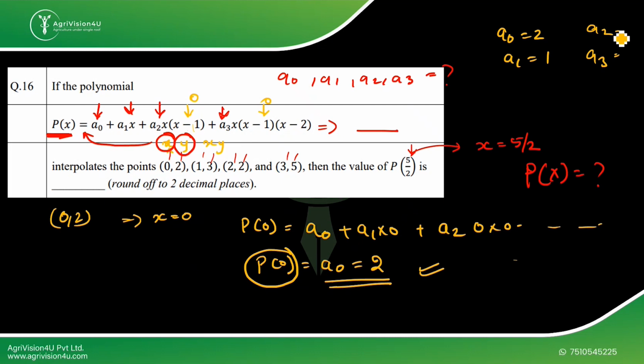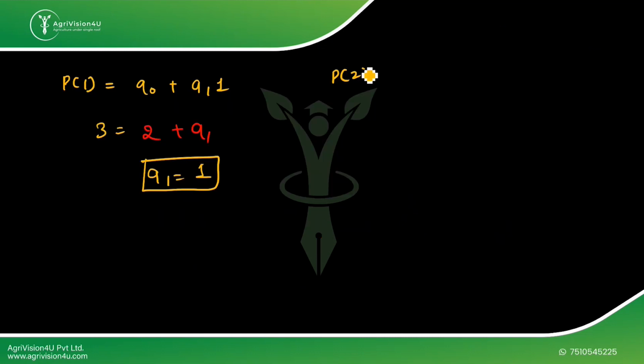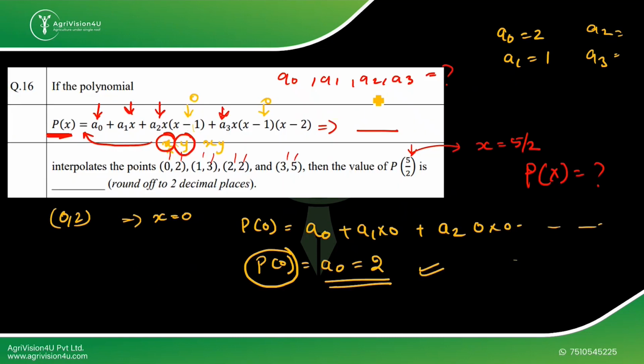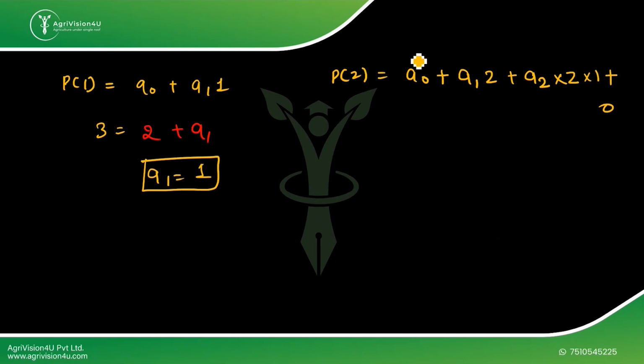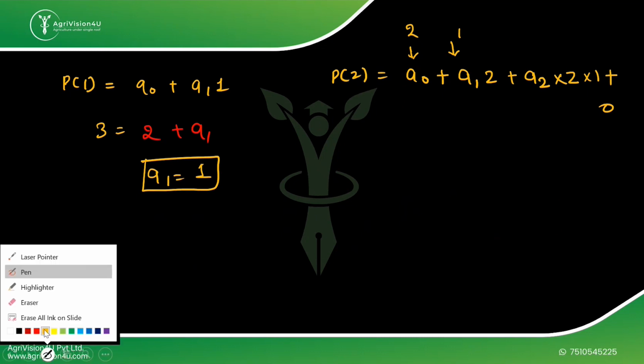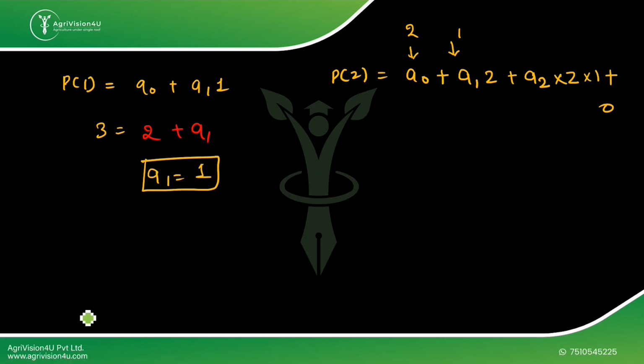Let's move with the next point, that is 2 comma 2. If we calculate P2, the a0 value is already given to you, and a1 you have already solved. The x value here is 2. So 2 plus a2 into (2 minus 1), which is again 1, plus a3 times zero, because here 2 minus 2 will be 0. Now put the value of a0, which is 2, and a1, which is 1. You have to calculate the a2 value. And what is this P2 value? It is also given, that is the y value. 2 comma 2 are the points, so this value is 2.